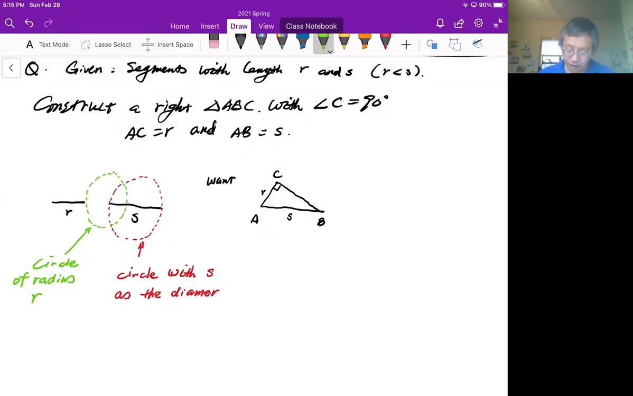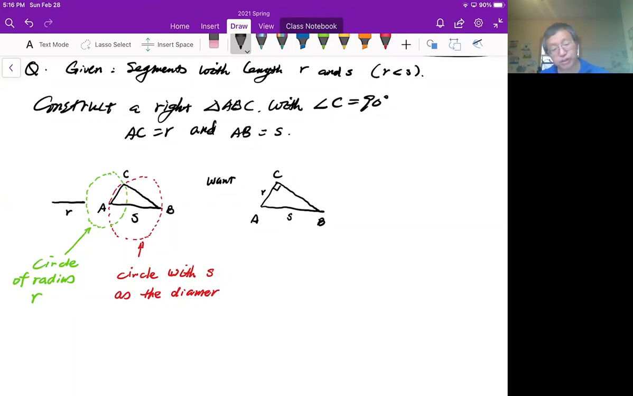And now I'm done. So that will be my point C. Can you see that? Why is this my point C? Because I have two conditions, right? The first condition is that you want the angle C to be 90 degrees, so I draw a circle with S as a diameter. Another is that you want the distance AC equals R, so I just draw a circle with radius R. So I can connect that and connect this, and I'm done. So this is my A, and this is my B here. Can you see that?